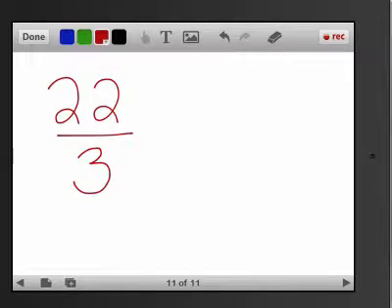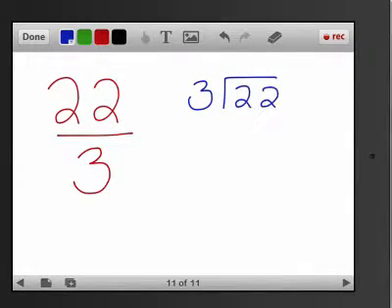22/3. Notice my numerator, 22, is greater than my denominator, 3. How would I change this back into a mixed number? I have to first think, how many 3's are in 22? If I can't do it in my head, let's try to figure it out. There aren't any 3's in 2. How many 3's in 22? There are 7, because 7 times 3 is 21. I subtract, I get 1, so I have a remainder of 1.